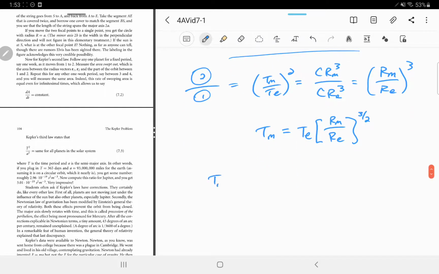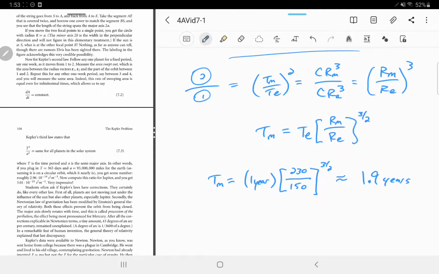So we're almost there. The period of Earth's orbit around the sun is 1 year. And now this ratio is 230 million kilometers, so the units are going to cancel out here, divided by 150 million kilometers for the Earth's distance to the sun. This to the 3 halves. And what you'll get in your calculator is 1.9 years.